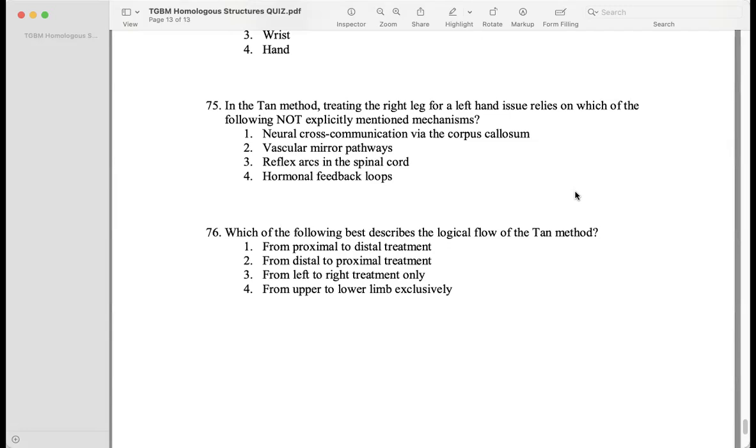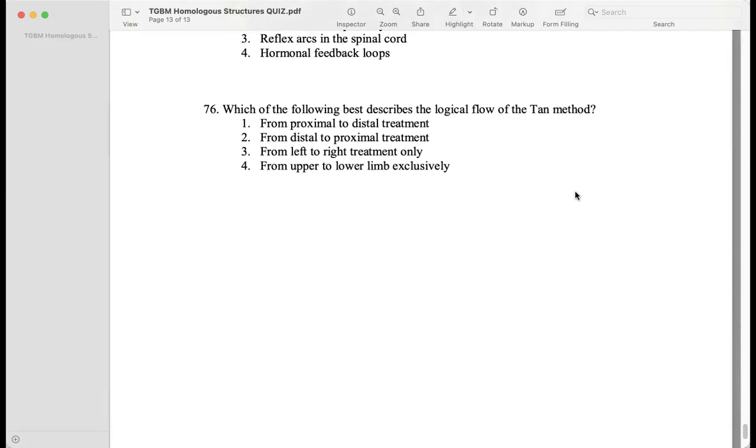Yeah, it doesn't have to do with that. Which of the following best describes the logical flow of the Tan method? From distal to proximal. Okay, congratulations, everyone.